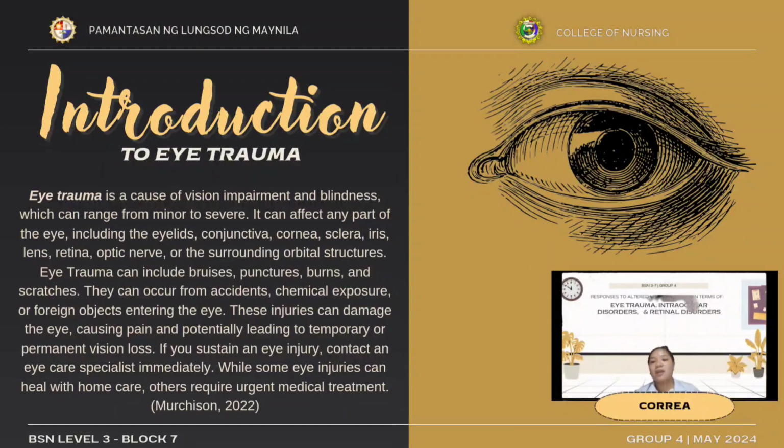Trauma can be a bruise, fracture, or injury to any area of the eye. There are several factors when we have eye trauma. It could be an accident, chemical exposure, or a foreign object entering our eye. Eye trauma can result in pain, discomfort, and potentially lead to temporary or permanent vision impairment of a patient. Immediate medical attention is often necessary to assess and treat eye trauma.